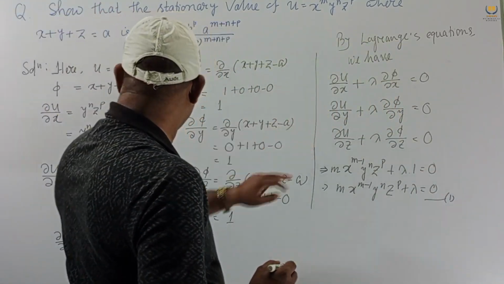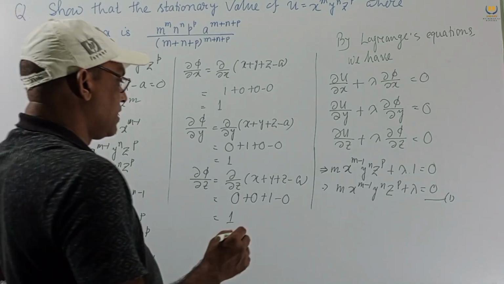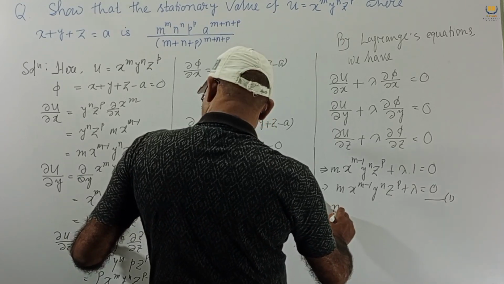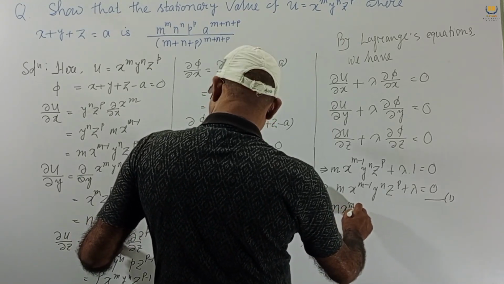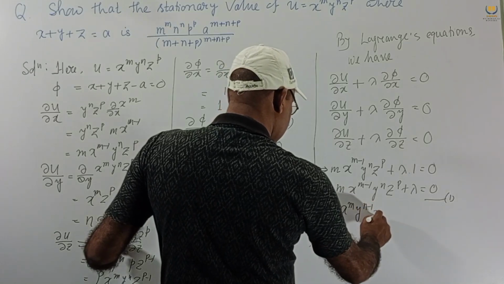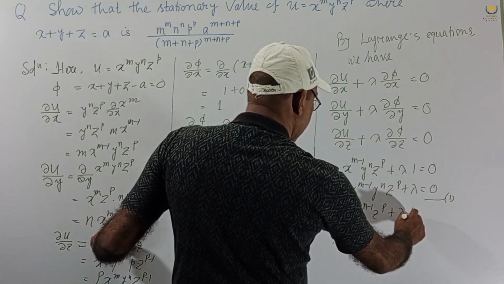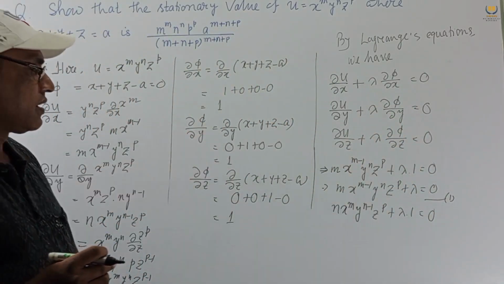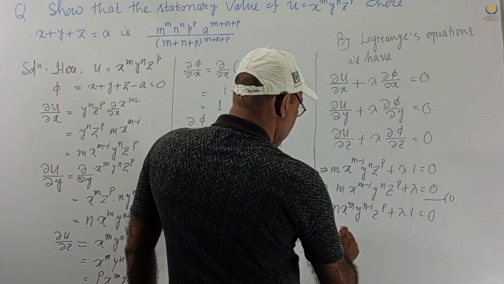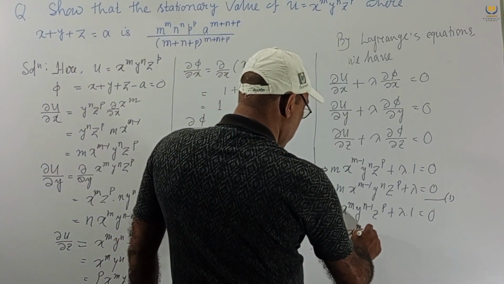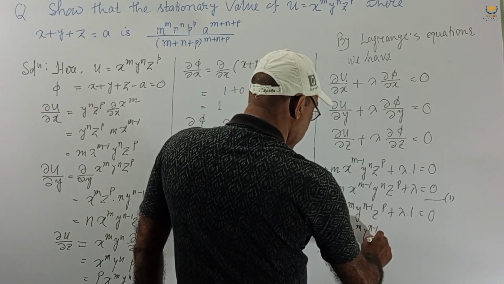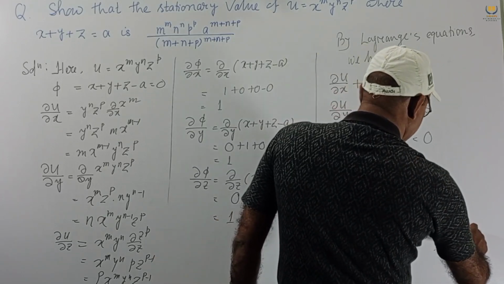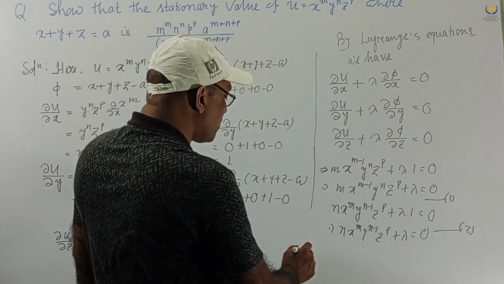And del u del y, this equation we get: del u del y is this. Del u del y, this is n x to the power m y to the power n minus 1 z to the power p plus lambda into 1 equal to 0. Del phi del y means 1. This equal to 0. Then we get n x to the power m y to the power n minus 1 z to the power p plus lambda equal to 0. This is number 2.